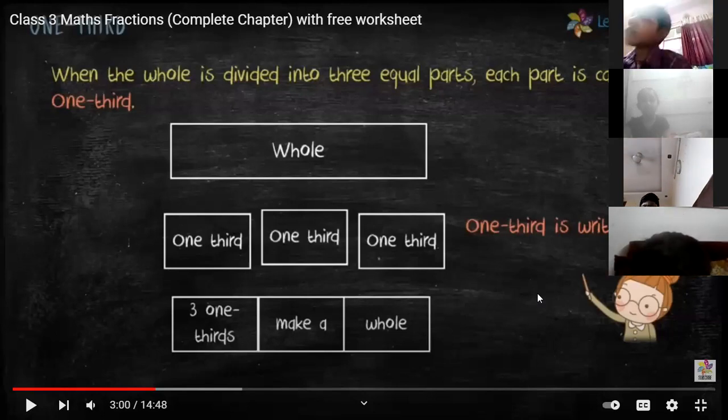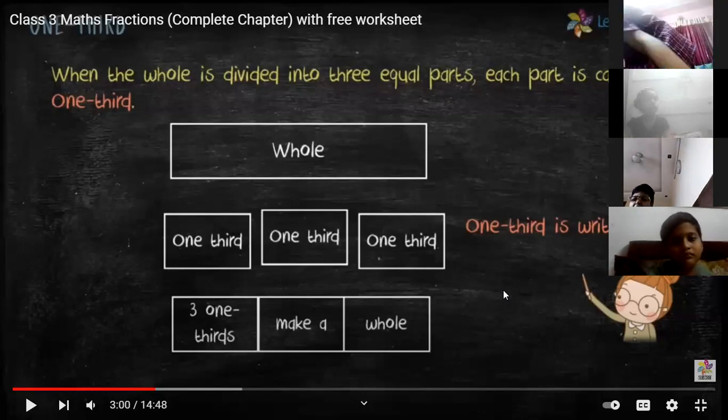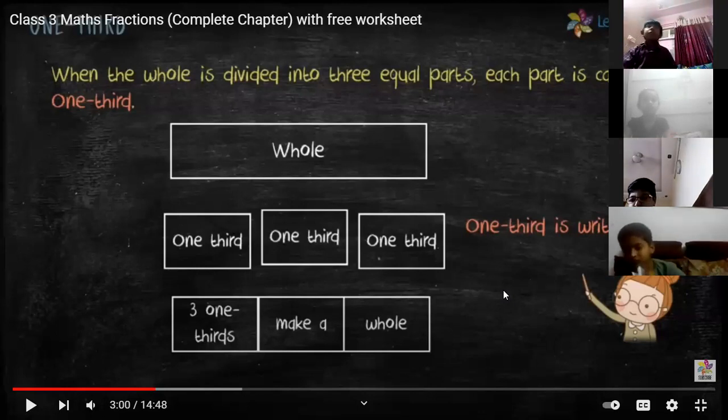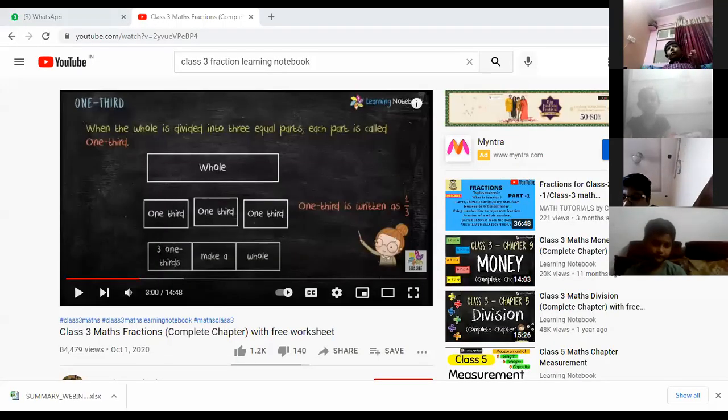Suppose we are going to divide a whole into 2 equal parts, so we have to collect 2 parts. Suppose we divide the whole into 3 equal parts, so we have to collect 3 equal parts. And suppose we divide the whole into 5 equal parts, so we have to collect all the 5 parts together to make a whole. I hope it is clear. Charvi, it is clear? Yes, ma'am. Very good, beta. So now we are just going to revise.